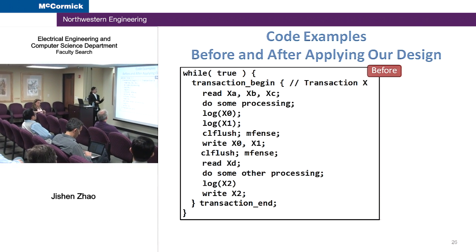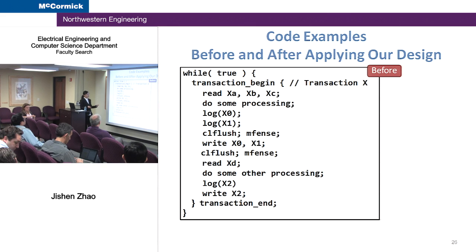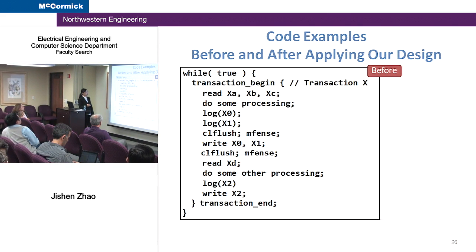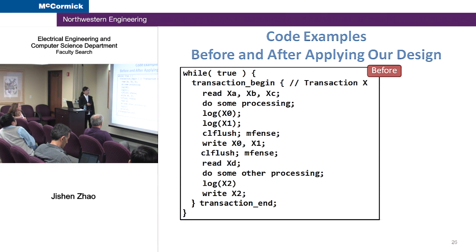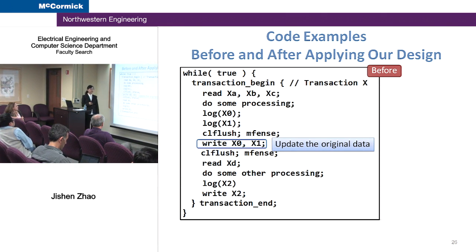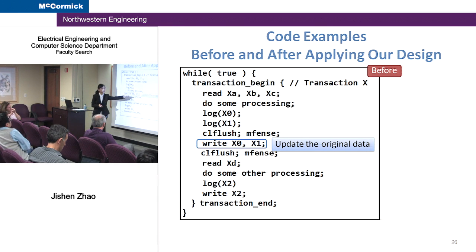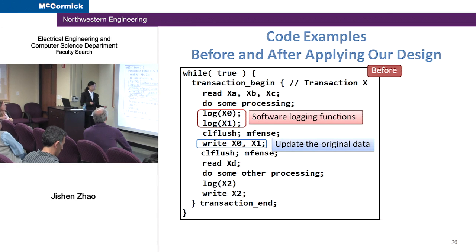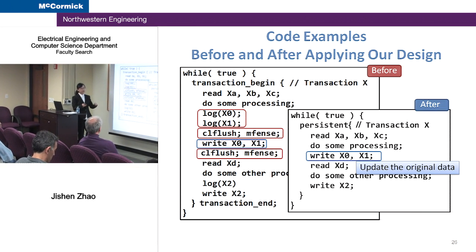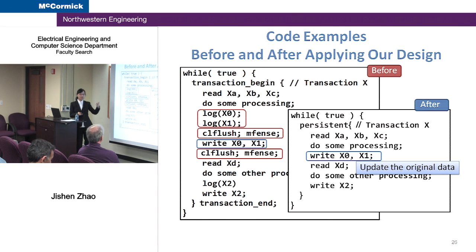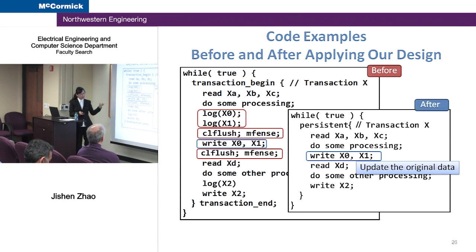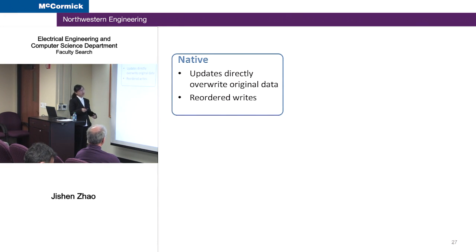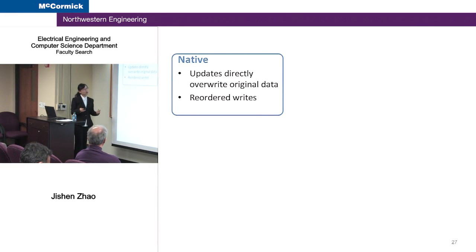Let's see what changed in our software interface. Here is a piece of software code with a single transaction in a loop. In previous persistent memory designs, in addition to updating your original data, we need to call logging functions and cache flush instructions. But differently, in our work, we only need to update directly, overriding the original data.